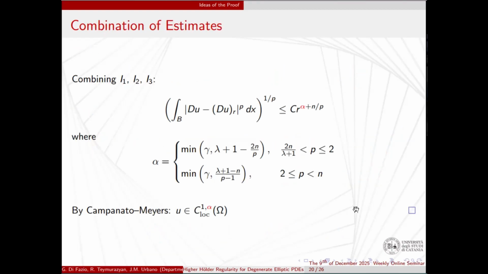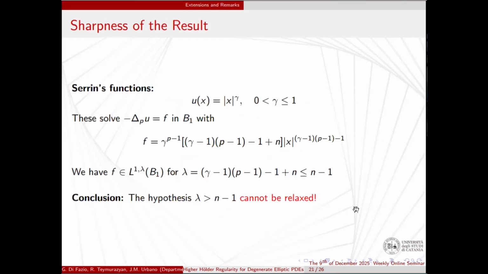So now you can put together the three integrals, because you remember at the beginning, the goal was to estimate this quantity that appears in the top line in an algebraic way. If you put together I1, I2, and I3, you get this kind of control where you have this precise exponent alpha that I marked in red. So by using the characterization of Campanato and Meyers, we got our goal. So the solution is C1 alpha.